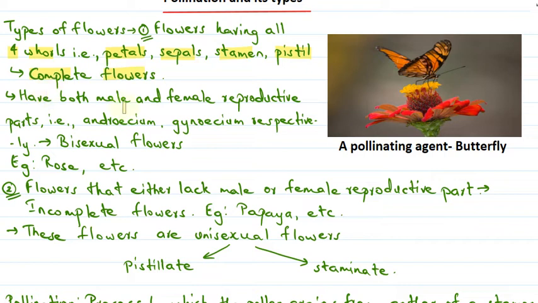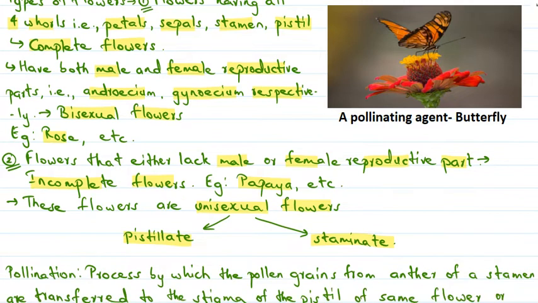So as all the whorls are present, they are having both the male as well as the female reproductive parts, that is androecium and gynoecium are present respectively, and hence these are also known as bisexual flowers, for example rose, etc. Then in other type of flowers, these flowers lack either the male or the female reproductive part, and hence these are known as incomplete flowers, for example papaya, etc.